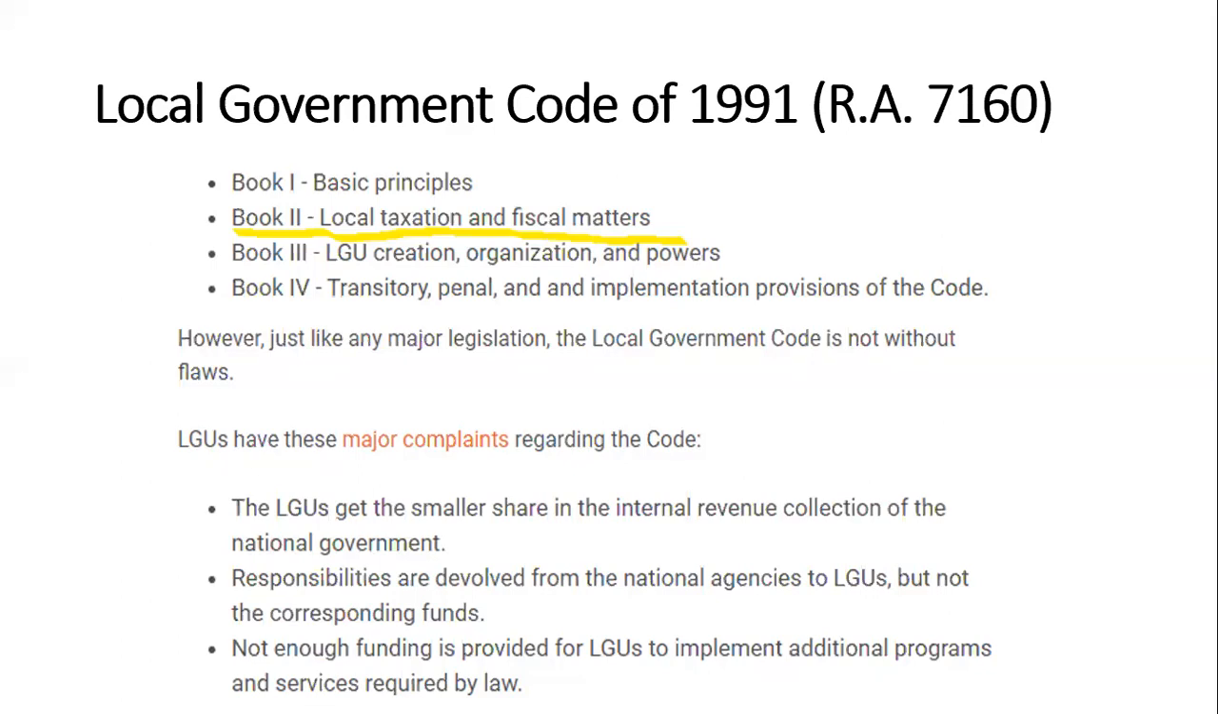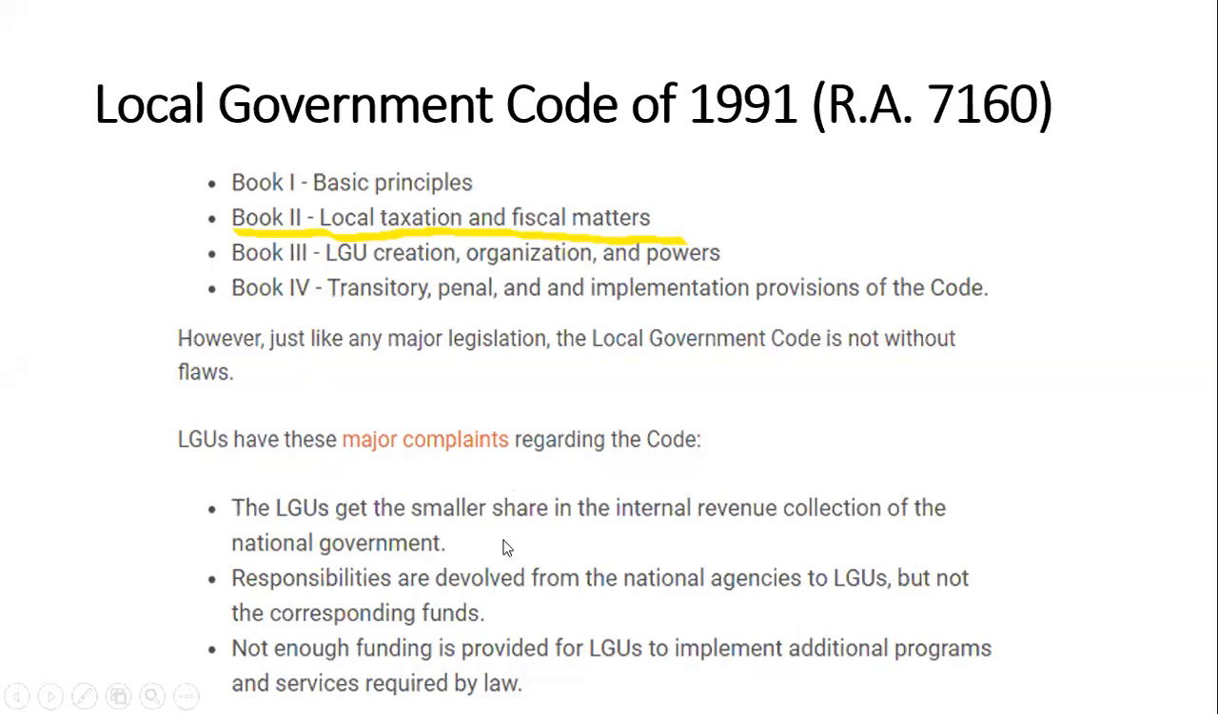Okay, that's why in some states there's death penalty, in some states they do not have death penalty. Because a lot of power has been shifted to the governors of the states. Okay, so that is the same thing with federalism. And the power to tax comes along with it. All right, so these are the major complaints of the current local government code.